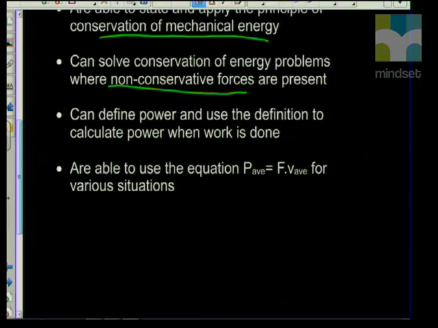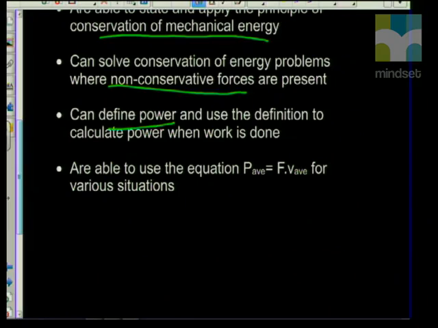So what are these non-conservative forces? The one that you are most likely to deal with is friction. So it's the work done by friction. As something is happening, energy is used up in overcoming friction, and that energy is transferred or converted into other forms: heat and sound, and sometimes even light. So we need to be able to recognize that.